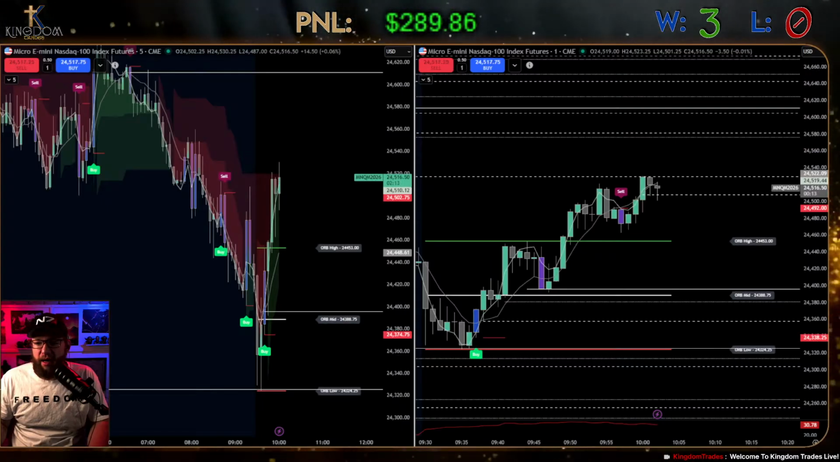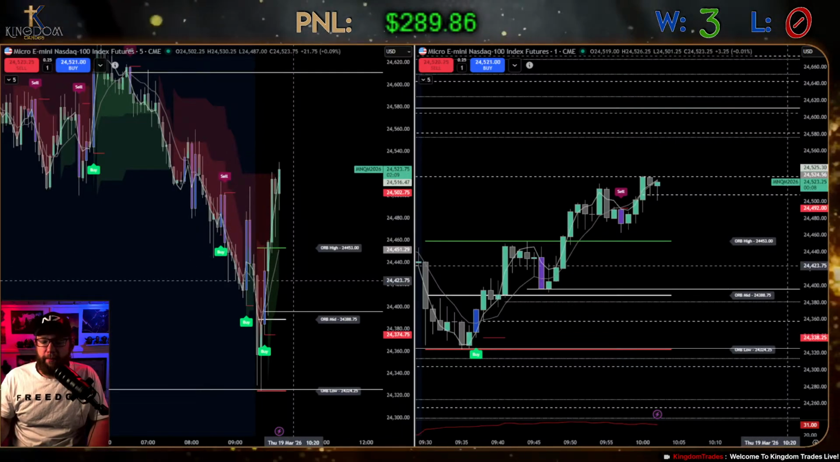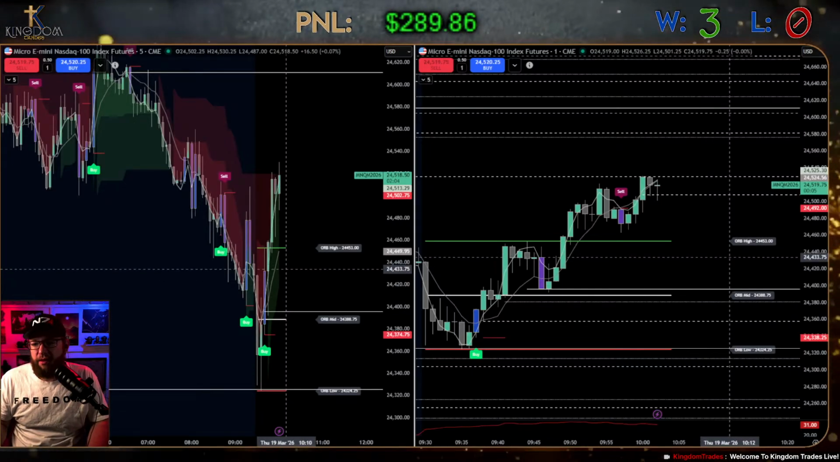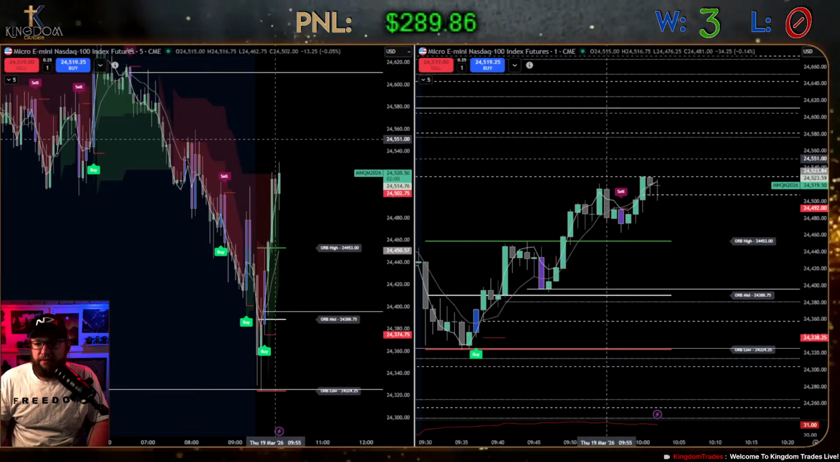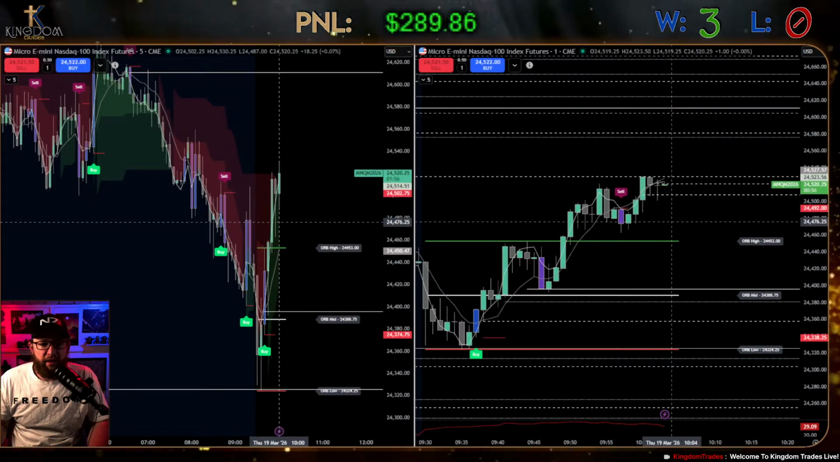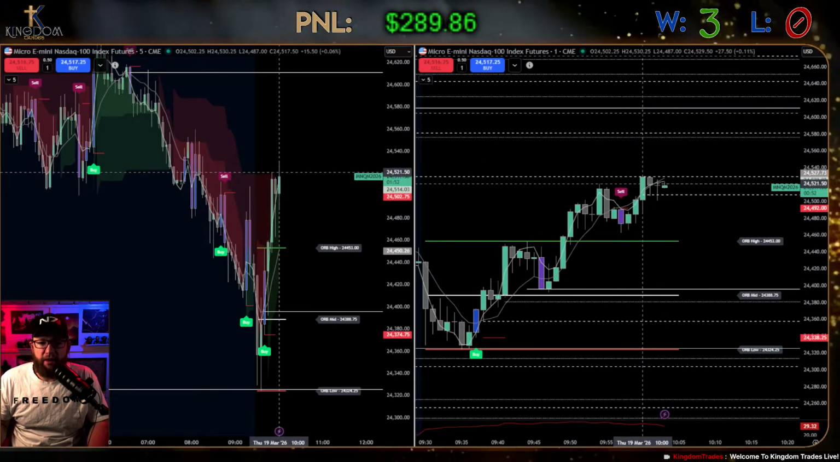Silly. All right, we broke that stack level. Got up above the stack level. Is it gonna hold it? Looks like it's gonna hold it. 2-minute closed above. 2-minute did close above, so the 2-minute level's gone. 5-minute is still testing. It's a 5-minute 3-bar break on that top level.